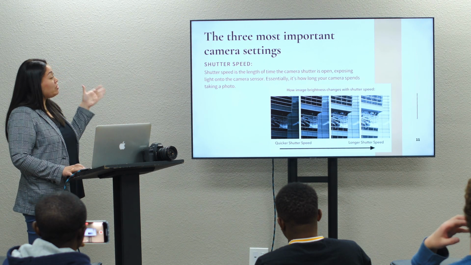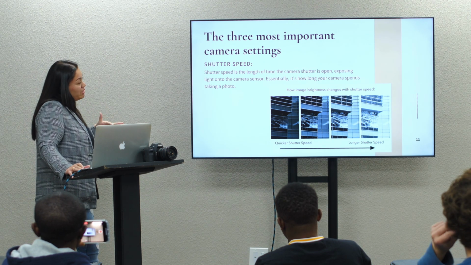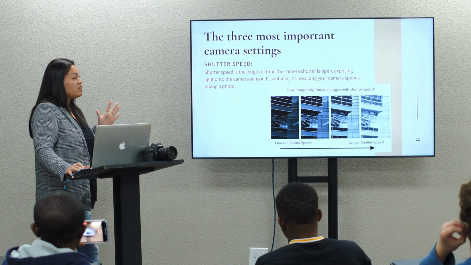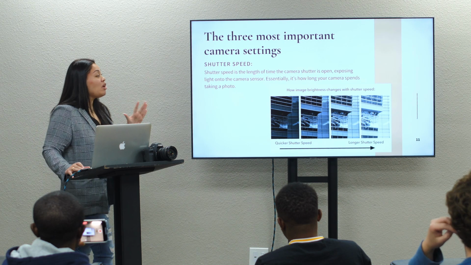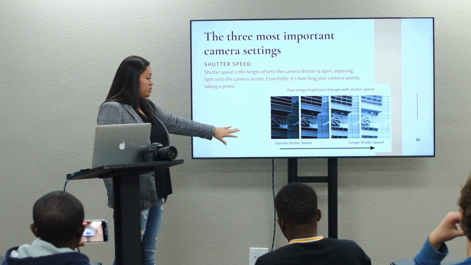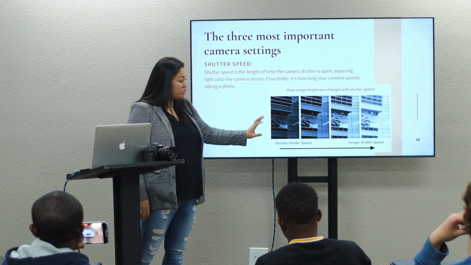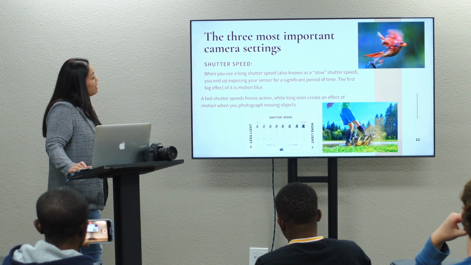Okay, so the 3 most important camera settings. Number 1 is shutter speed. Shutter speed is the length of time that the camera shutter is open, exposing light onto the camera sensor. Essentially, it's how long your camera spends taking a photo. So the quicker the shutter speed, the less light it captures. The longer the shutter speed, the more light it captures.